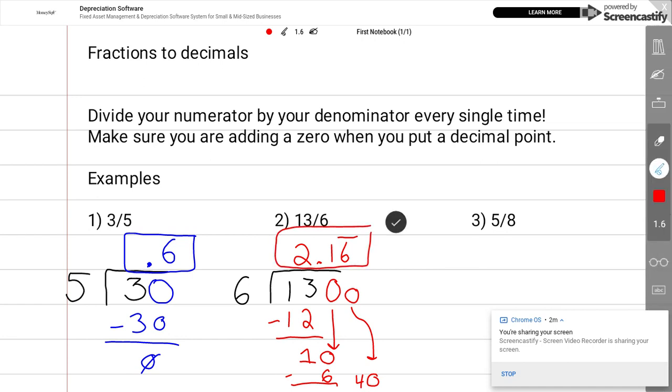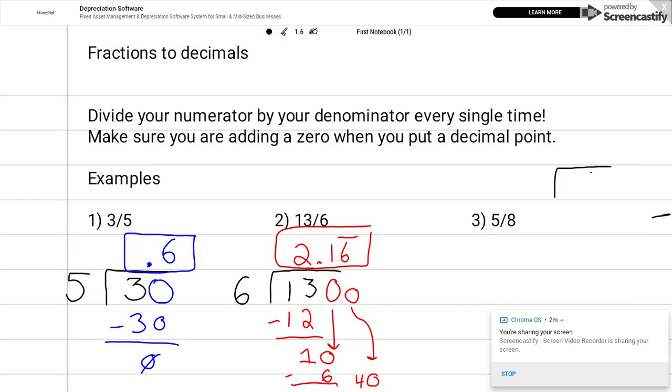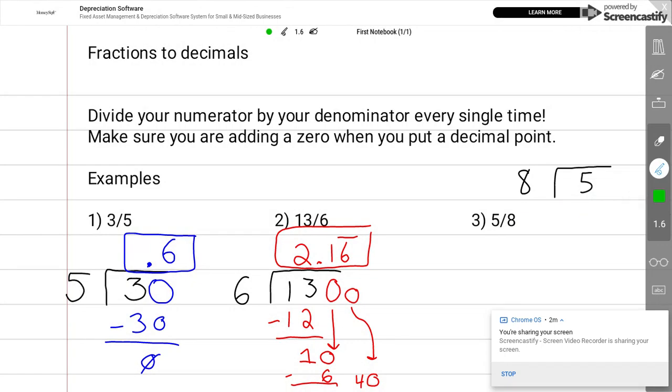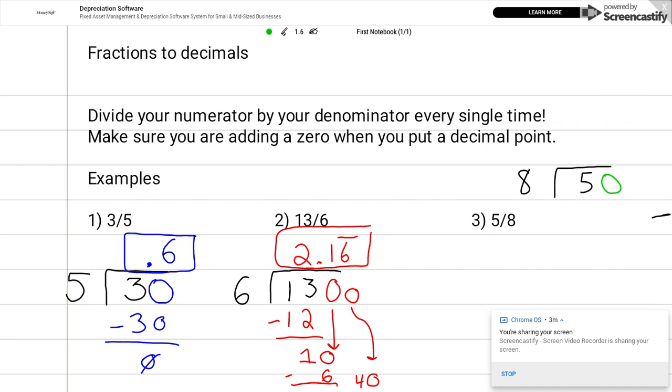Let's look at this last one, 5/8. Let's write in black. I'm going to write up here. 5 goes here, 8 goes there. And let's pick green for this one. So 8 cannot go into 5, so I need to make that 5 larger. Because I did that, I need to add a decimal point. So 8 can go into 50 6 times. 8 times 6 is going to give me 48. I'm left with a remainder of 2.